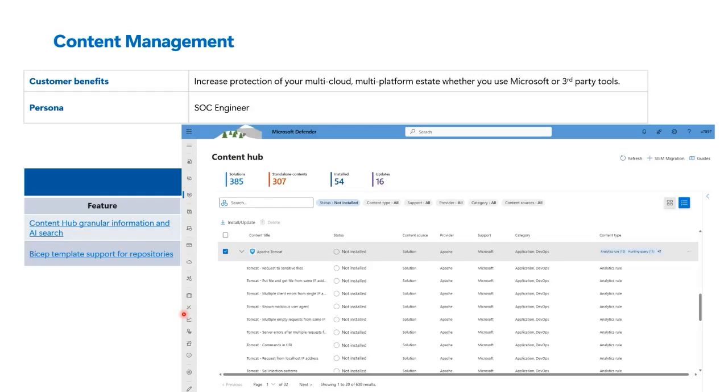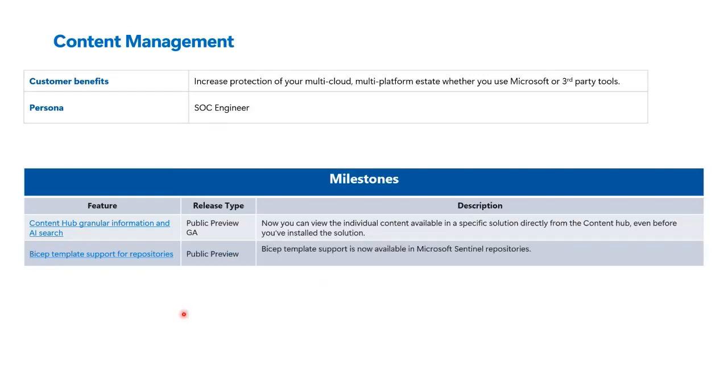capability has also improved. Now, the next item over here is the Bicep template support for repository. So previously for repository, we only supported ARM templates, and we know that Bicep has been getting a lot of traction in terms of popularity. We understand that because of the simplicity and more readability in terms of the templates. So we now also support Bicep as part of the repository.